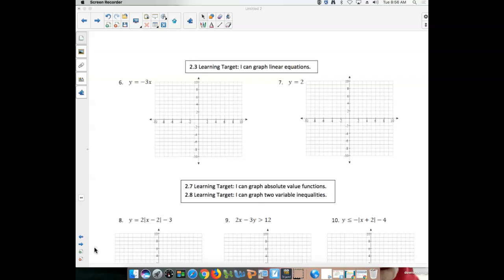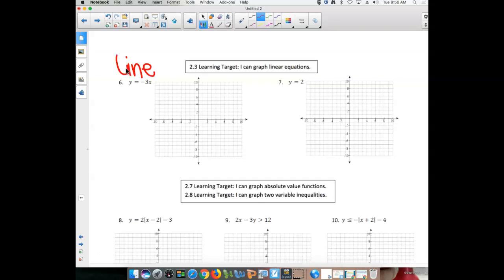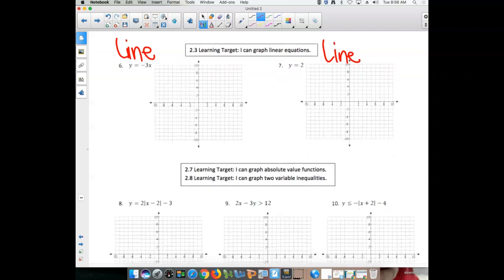So I look at number 1 here, or number 6. I see it's in this form. It really looks like my y equals mx plus b, so I know I'm going to be drawing a line for this one. I also see it has an equal sign, so I know I'm not going to have shading. This one also has kind of the y equals mx plus b kind of thing. We'll talk about this one. This one's special. But this one is also going to form a line, and it also has an equal sign, so there's no shading.